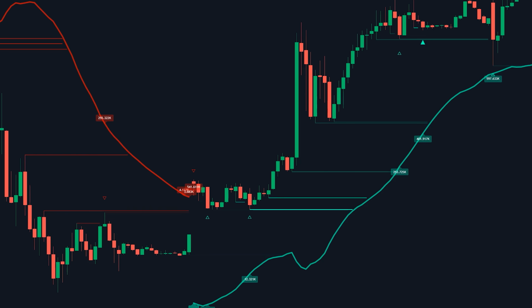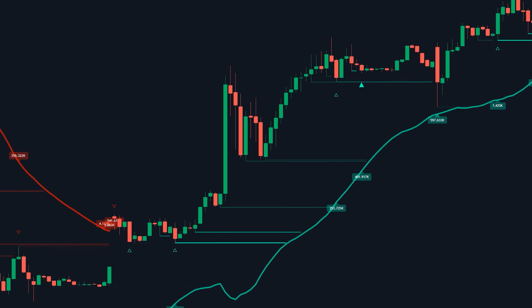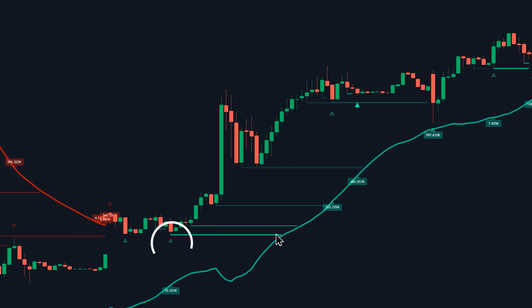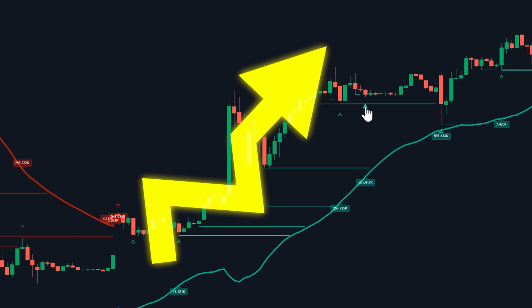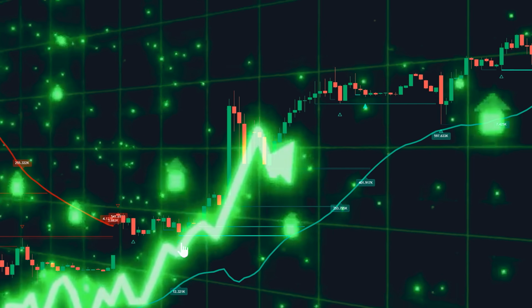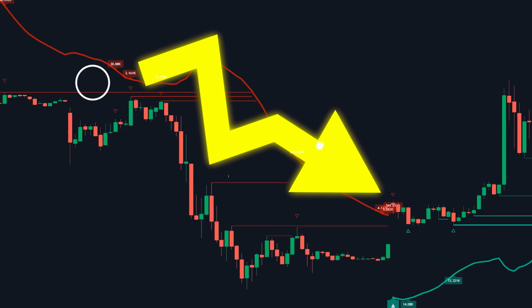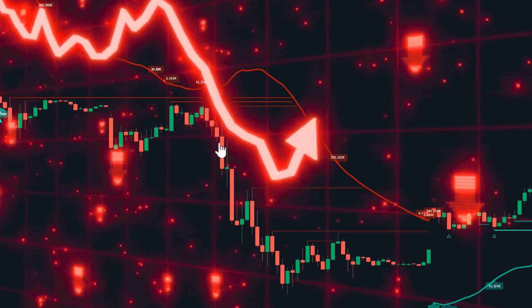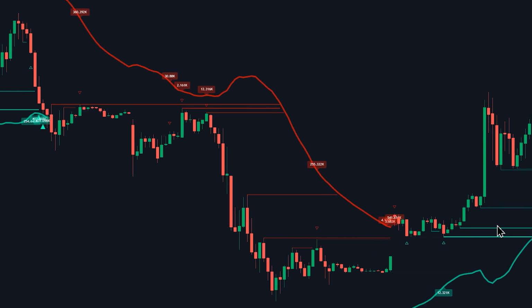Now, when the price reaches one of these liquidity levels, a liquidity sweep occurs. The indicator highlights these liquidity sweeps with up and down arrows. A green upward arrow indicates a bullish liquidity sweep, signaling that the price is likely to move upwards. A red downward arrow marks a bearish liquidity sweep, suggesting the price may go lower. The indicator also filters these liquidity sweeps based on the overall trend of the market.